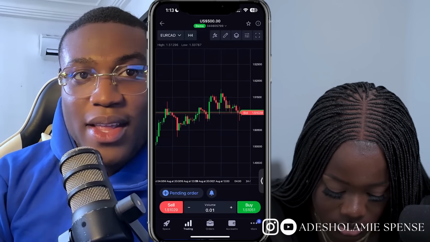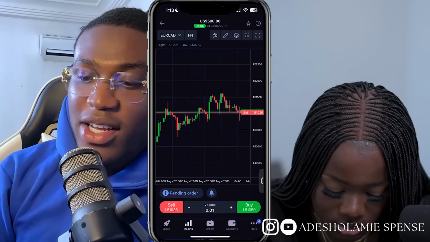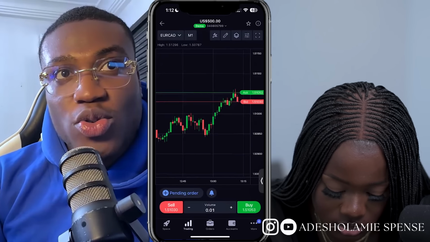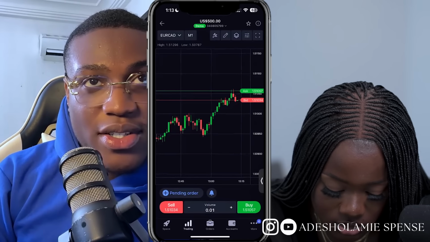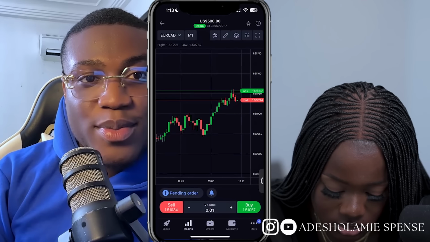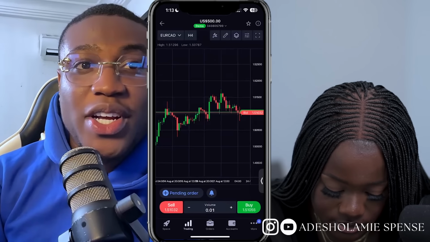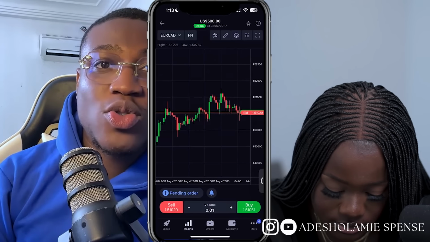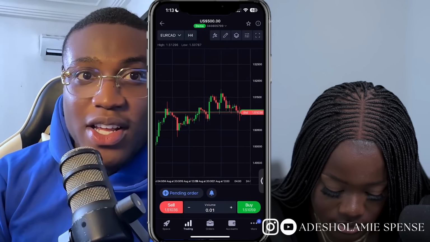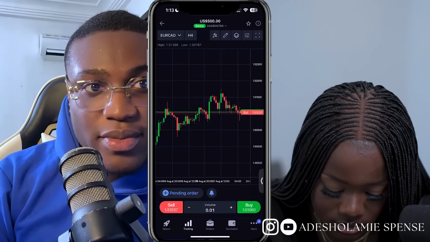What this means here is that the candlesticks here open and close in 4 hours. So if you place a trade here, for a candlestick to form, it has to close 4 hours after the candlestick opened.